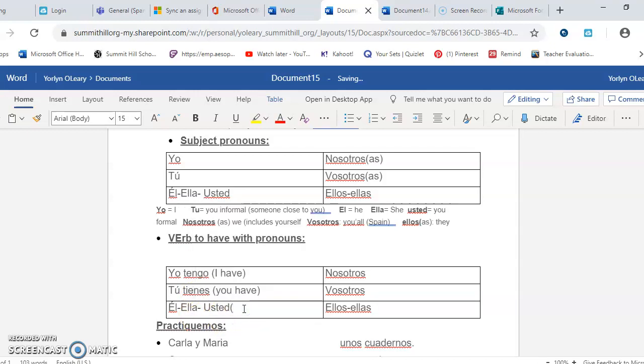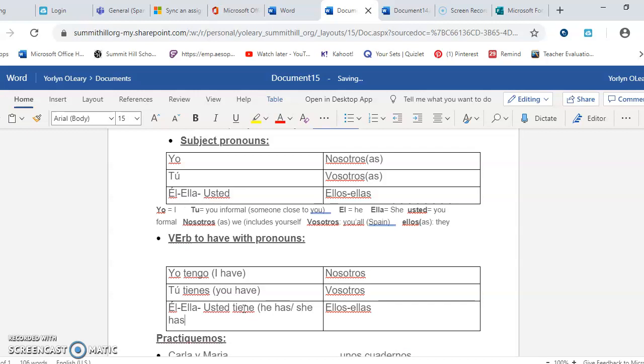Then we have él, ella, and usted. It is going to be the same verb. So you're going to use tiene. The letter E does not sound. Él tiene, he has, followed by ella tiene, she has, followed by usted tiene, which is you formal have. Okay? Then we move on to the nosotras form and the nosotros form. For this one, you're going to say tenemos, and that means we have.